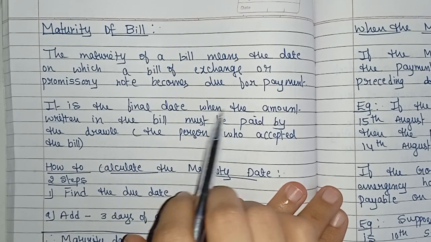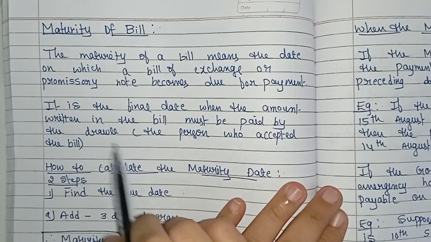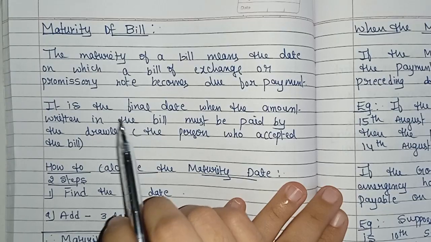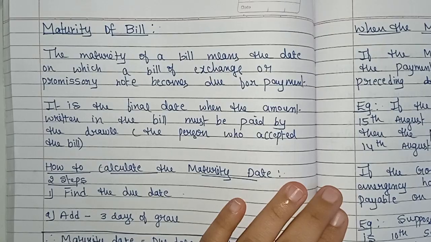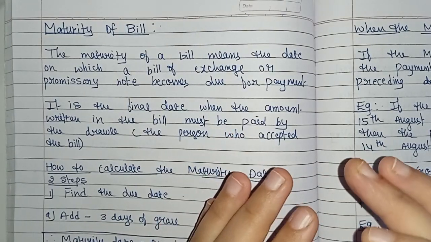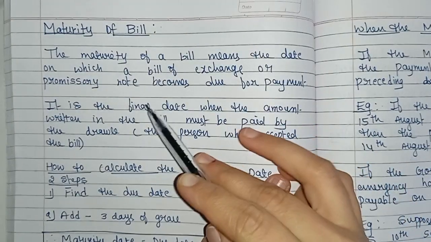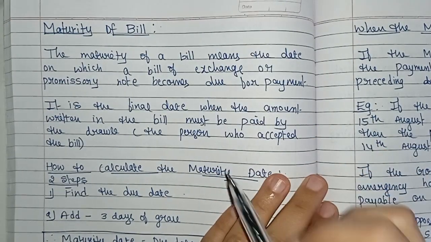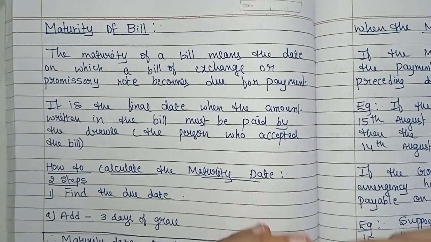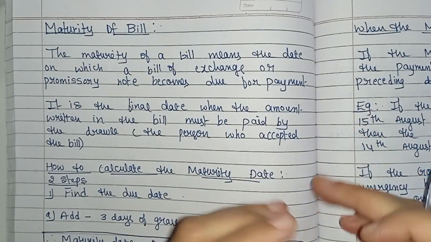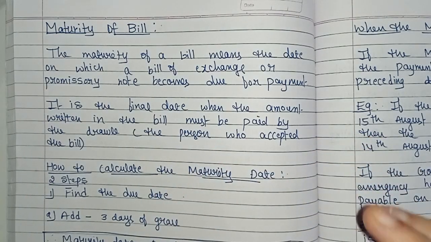It is the final date when the amount written in the bill must be paid by the drawee in case of bill of exchange, and the drawer in the case of promissory note. This maturity of bill is related to both bill of exchange and promissory note. It means the period mentioned in the bill has ended and the amount is now payable. Clear? That is maturity of bill.